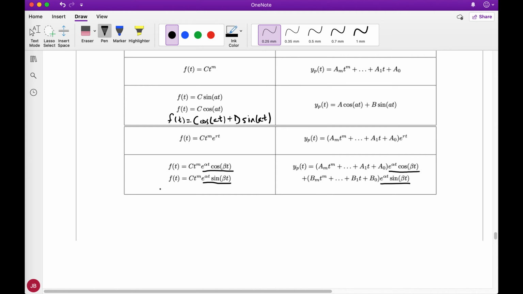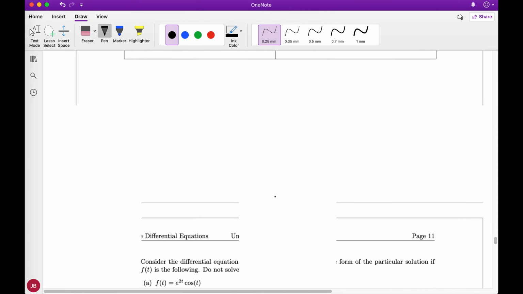And of course, you could put here, I'm not going to write it because I probably don't have enough room, but you could have if f of t looks like the sum of these two, so c times t to the m e to the alpha t cos beta t plus d t to the m e to the alpha t sine beta t, right? The form would also look like this as well. All right, so let's use this to help us with the next page.